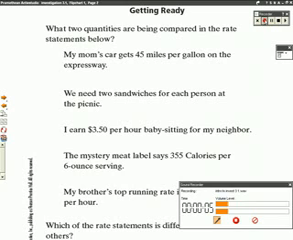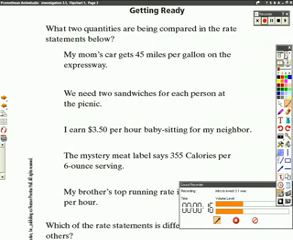All right, so to get us started, we have the getting ready section, which everyone should have a handout, a copy of it in front of you. So here's the first question that's asking us, what are the two things that are being compared here? So in the first statement, my mom's car gets 45 miles per gallon on the expressway. What are the two variables that are being compared? Remember, a variable is a quantity that is changing. So what are the two things that are changing in this situation?